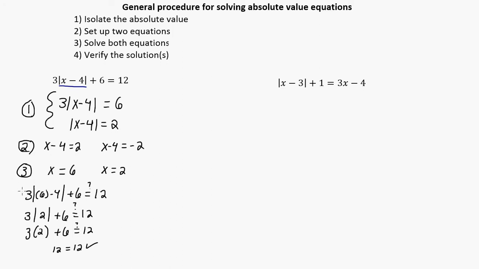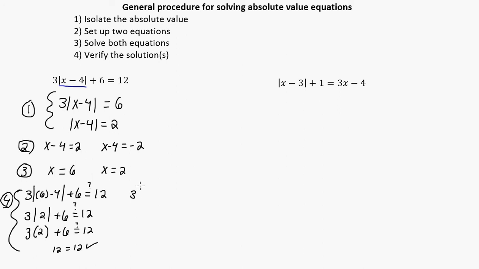Now, if you had trouble with this part, you can go back and look at the absolute value in the order of operations video, and that explains how to go through and simplify an expression with absolute values. But this was step 4 for one of the solutions. Now let's make sure we check the other solution.